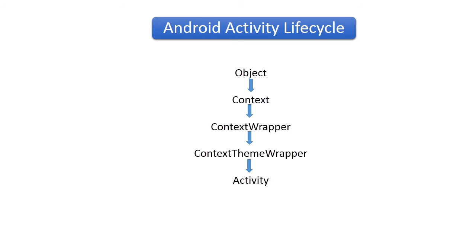Then the last topic is Android activity lifecycle. An activity represents a single screen with a user interface, just like a window or frame of Java. An Android activity is a subclass of the ContextThemeWrapper class. This is the hierarchy of the activity class. The topmost class in this hierarchy is Object, then the Context class, then the ContextWrapper class, and the ContextThemeWrapper class. And the Activity class is a subclass of the ContextThemeWrapper class.